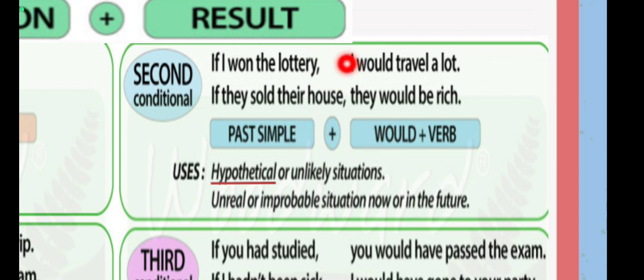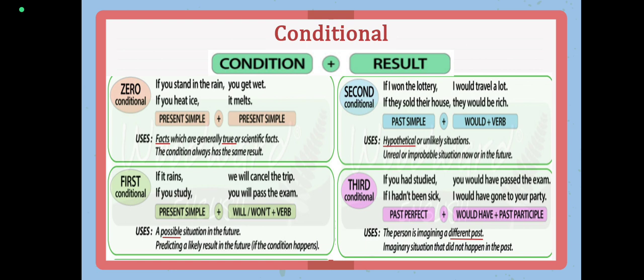And how do we switch them? So we need to add the result clause to the first position, and after that we add the conditional clause to, let's say, second position, and we are not using a comma. So here we have a few examples. I would travel a lot if I won the lottery. They would be rich if they sold their house. Oh, okay. Thank you, teacher. Anytime. Okay, students, is this clear?